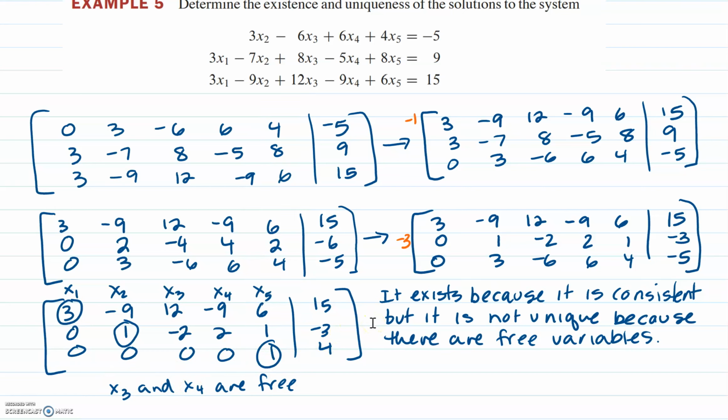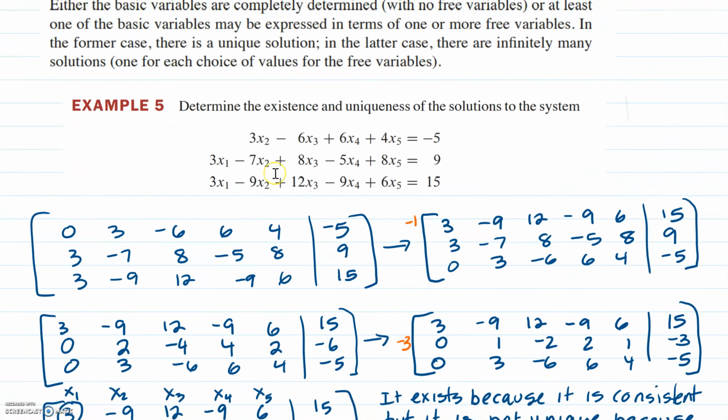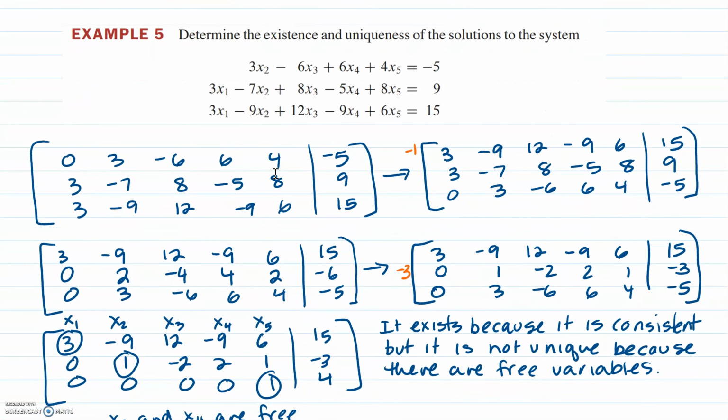The question just asked, is it unique? And I wrote here, it is not unique because there are free variables, which is the second part of that. It says there's two choices. It's unique when there's no free variables, and there's infinitely many solutions when there is at least one free variable. So this one has infinitely many solutions.